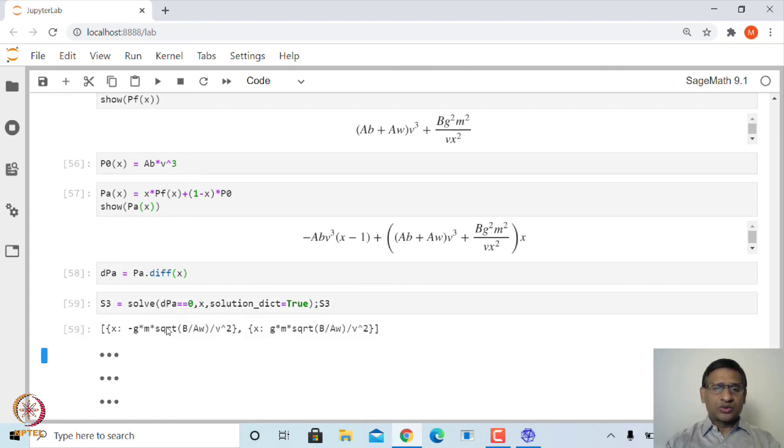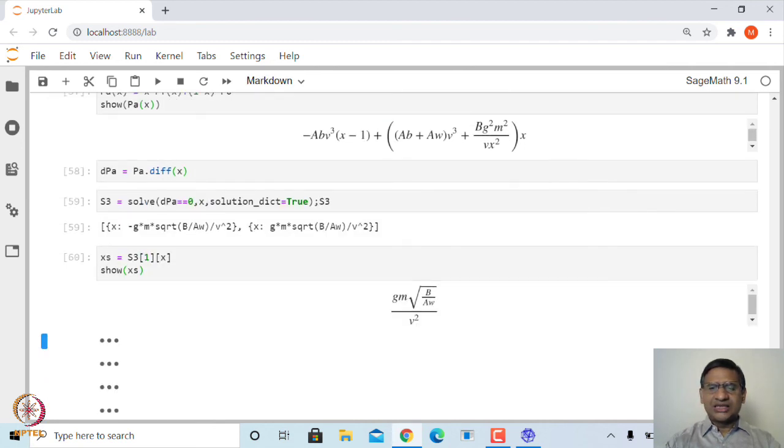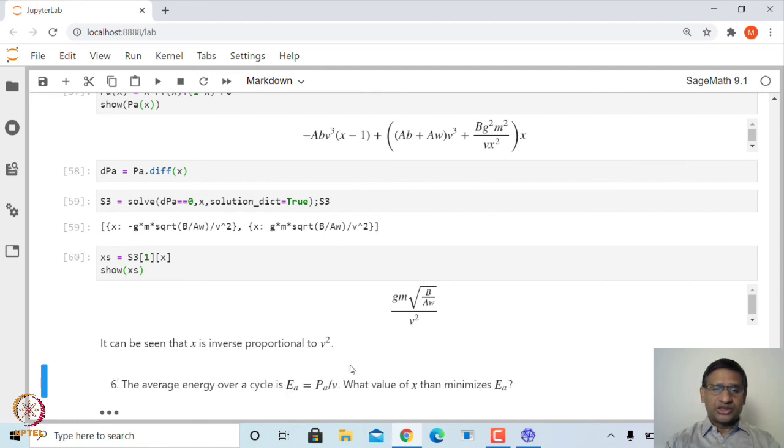Again it has two roots, but one is negative, which is not possible. So, the positive root is given by this. So, that is the x at which this average power is minimum. And you can see here this is proportional to 1 upon v square. So, as the velocity increases, this x will decrease. So, that is the observation.